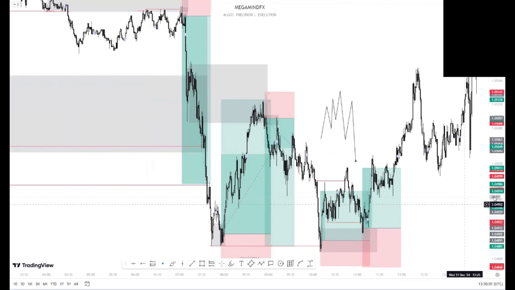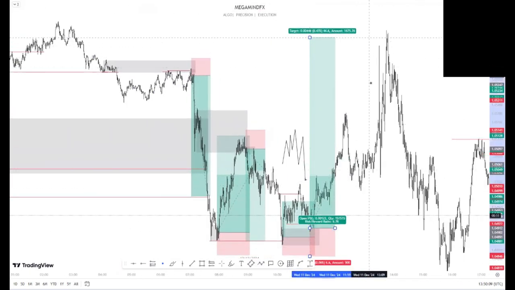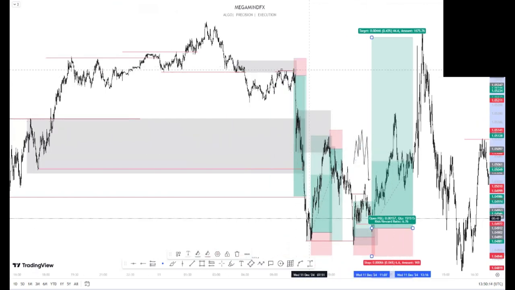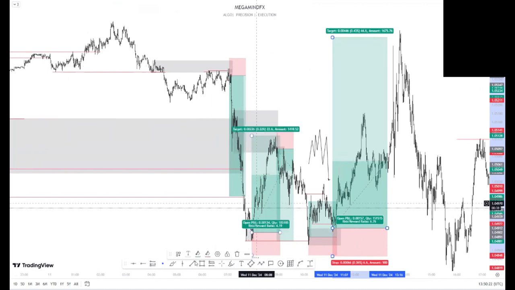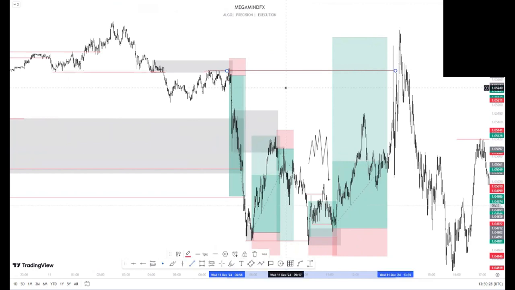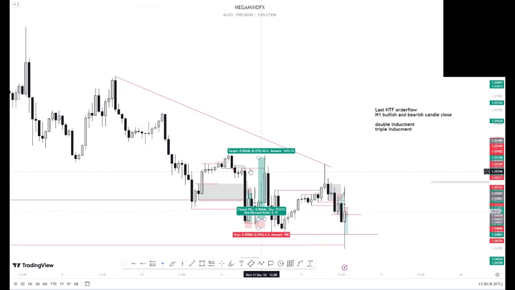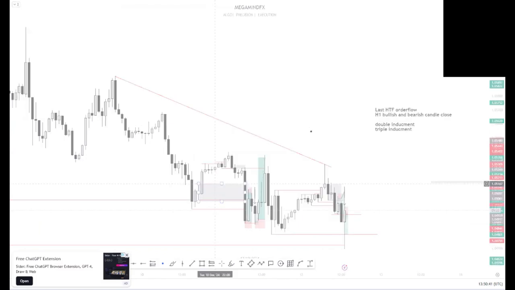And I told you triple inducement was the target. When you have triple inducement, it is usually very massive. Also the last higher time frame order flow. Remember that. So this is where price is coming to. And if we check here, this is an H1 structure. This is an H1 structure. And what do you want to see? Double inducement. You see that now? So let's check the M1 and see what happens.